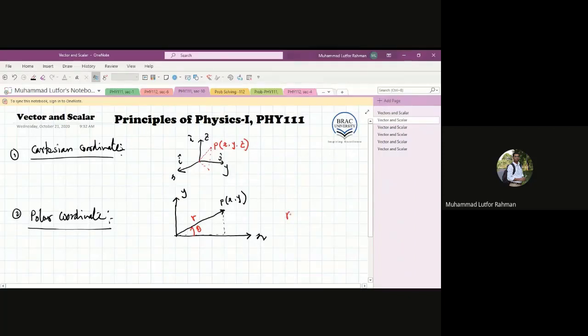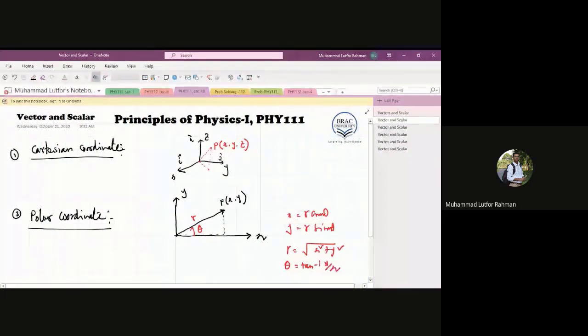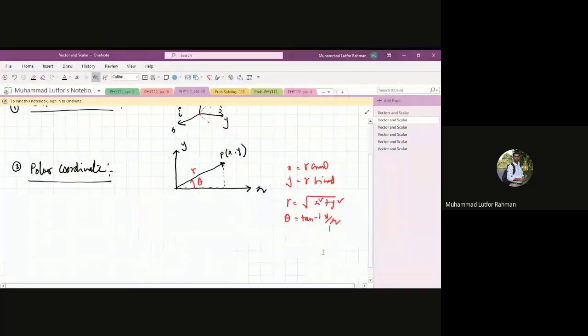I should express this in terms of x and y so that you can understand. So x would be r cos theta, if you take the projection, and y would be r sin theta. Then you can find r from there, which is the square root of x squared plus y squared, and theta is tan inverse of y by x, right? We already used this for the Cartesian coordinate system.